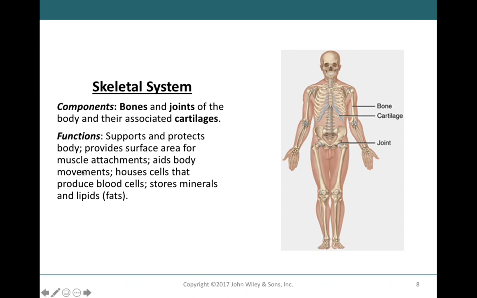There are also certain cells that are going to be producing blood cells, and there are also certain minerals that are going to be stored, as well as lipids and fats within our skeletal system, and we are going to touch on these in later chapters as well.